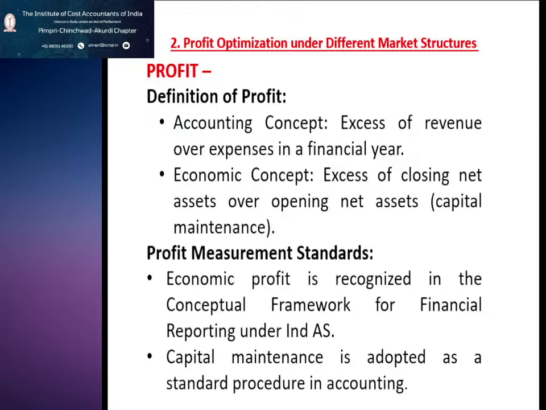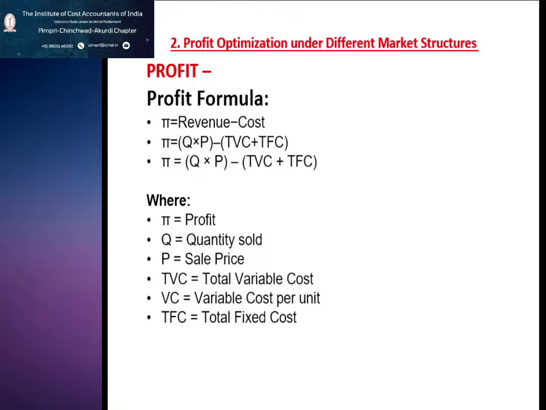So now what are the profit measurement standards? The economic profit is recognized in the conceptual framework for financial reporting under the Indian accounting standard, what we call Ind AS, whereas capital maintenance is adopted as a standard procedure in accounting. So the profit formula is pi equal to revenue minus cost. So pi is equal to Q into P minus TVC plus TFC, and we will understand what is meant by pi, what is meant by Q, what is meant by P, TVC, TFC, etc.